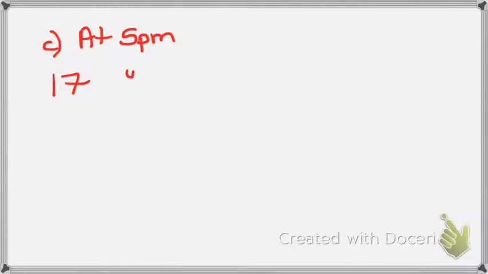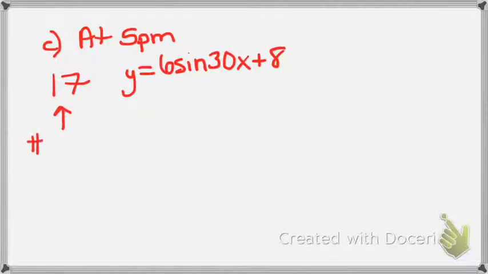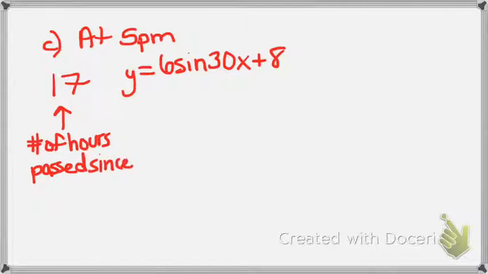So what you're going to do first is rewrite the equation that we've developed from the first part. 6 sine of 30x plus 8. Okay. 17, now again we'll just make a little note here. Number of hours passed since midnight. At 5 p.m. So let's take 17 and plug it in.